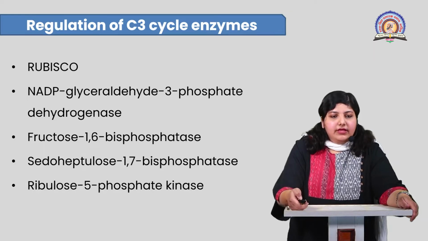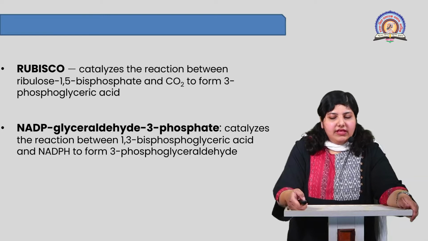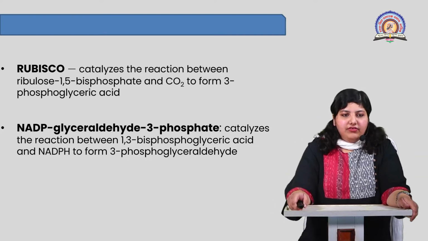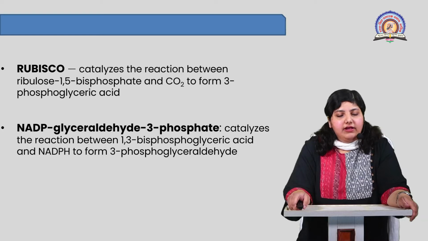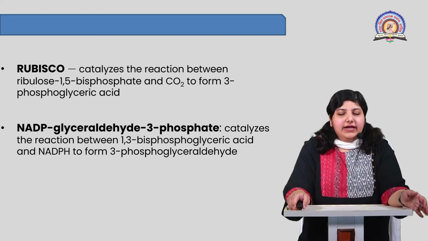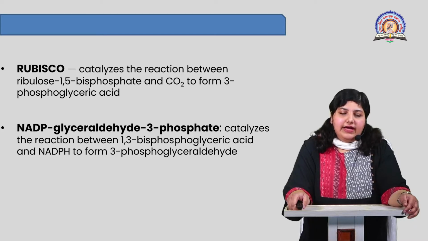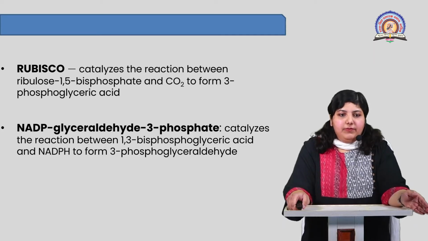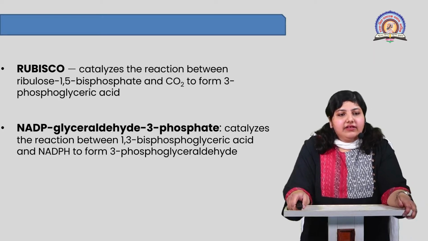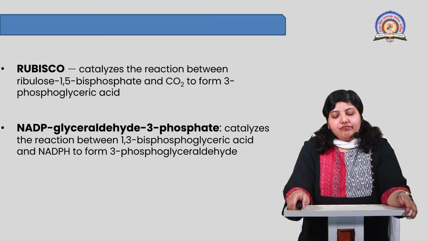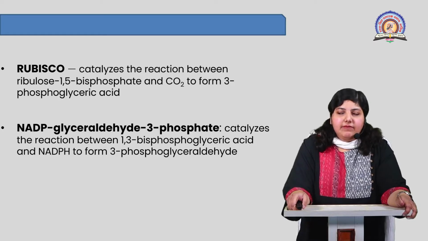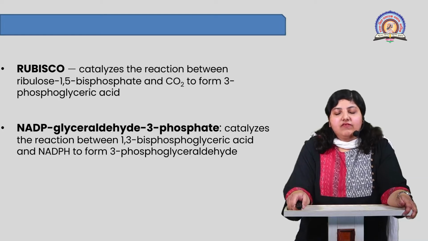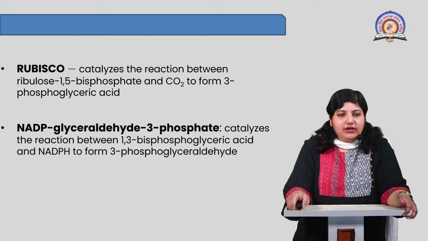First, we will see which reactions these enzymes catalyze. The first and major enzyme of the C3 cycle, Rubisco, catalyzes the reaction between ribulose 1,5-bisphosphate and carbon dioxide to form the first stable product of the Kelvin cycle, that is 3-phosphoglyceric acid. The second enzyme is NADP glyceraldehyde 3-phosphate dehydrogenase. It catalyzes the reaction between 1,3-bisphosphoglyceric acid and NADPH to form 3-phosphoglyceraldehyde.